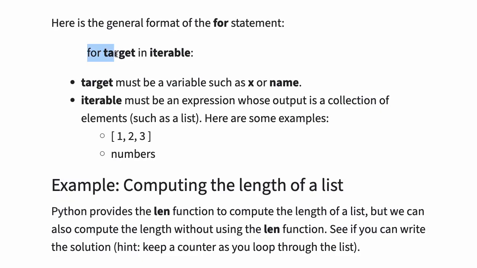Here is the general format of the for statement. Target must be a variable such as x or name. An iterable must be an expression whose output is a collection of elements such as a list. Here are some examples of iterables.